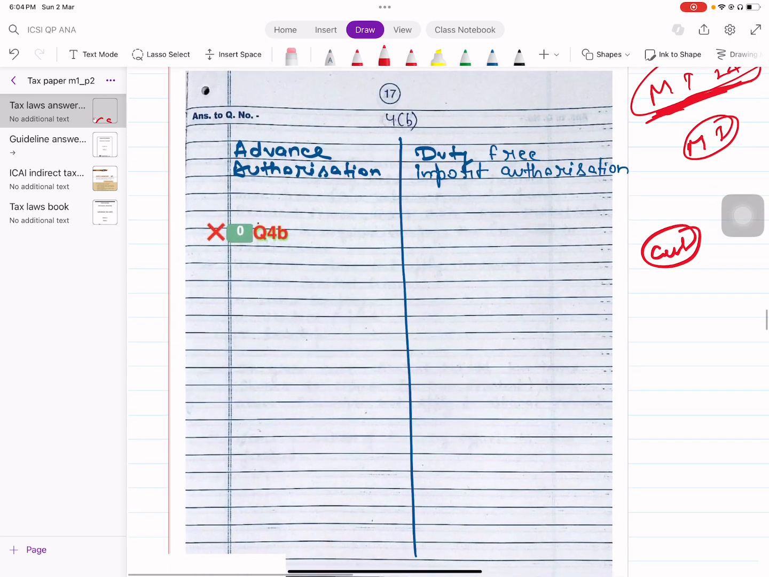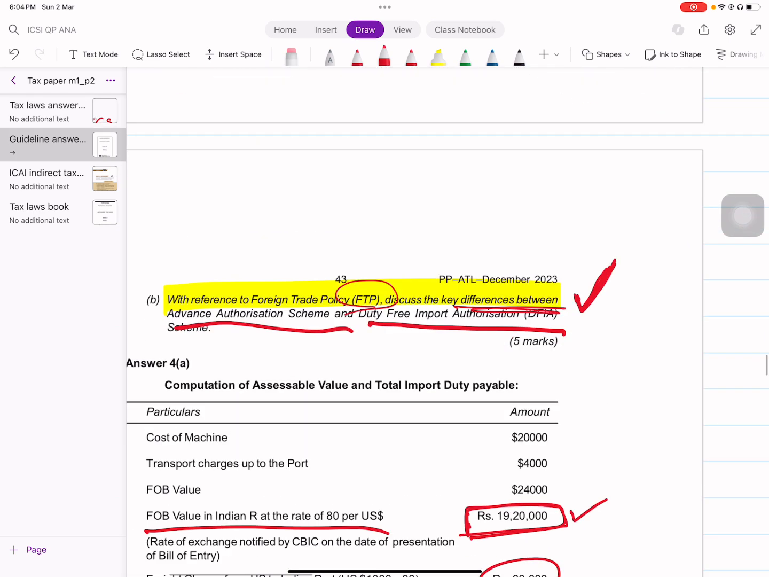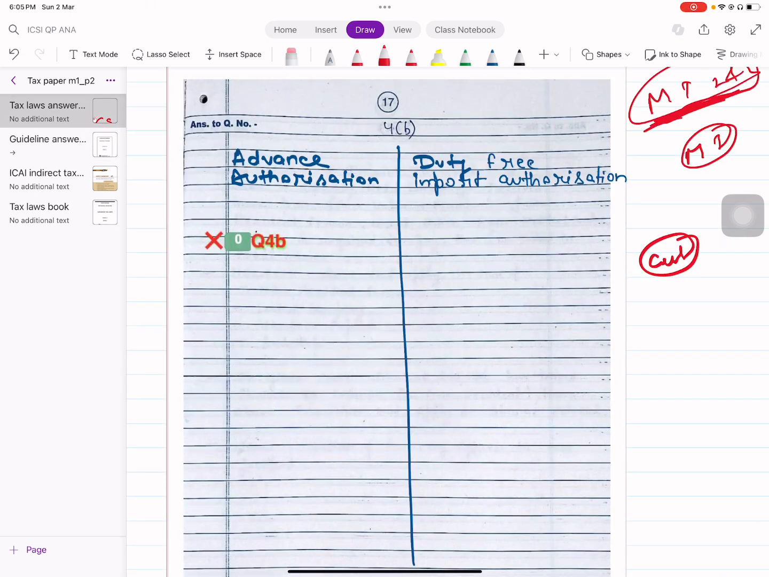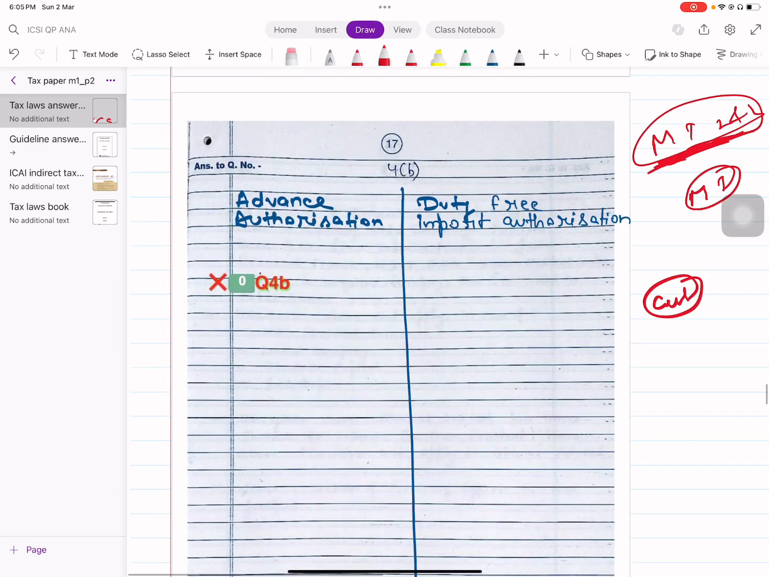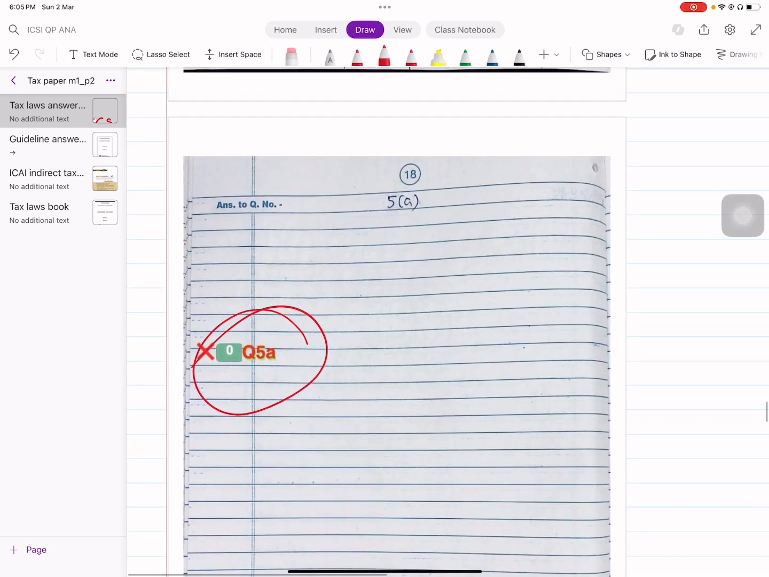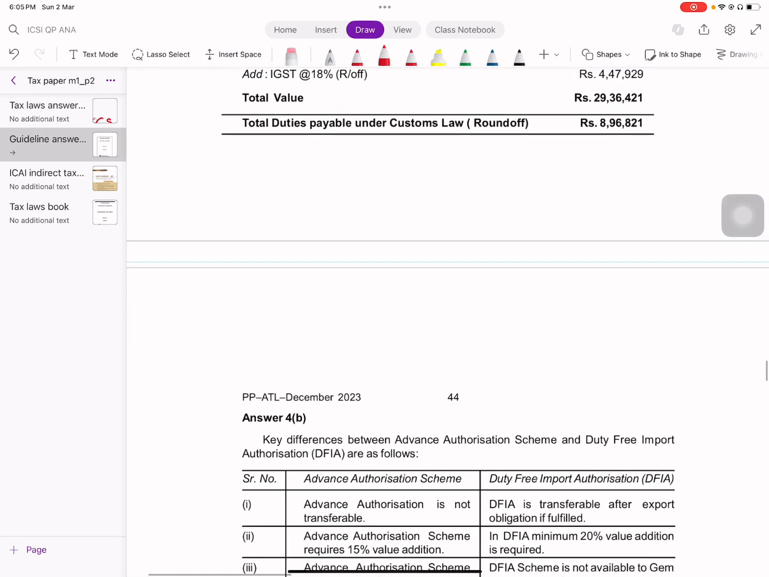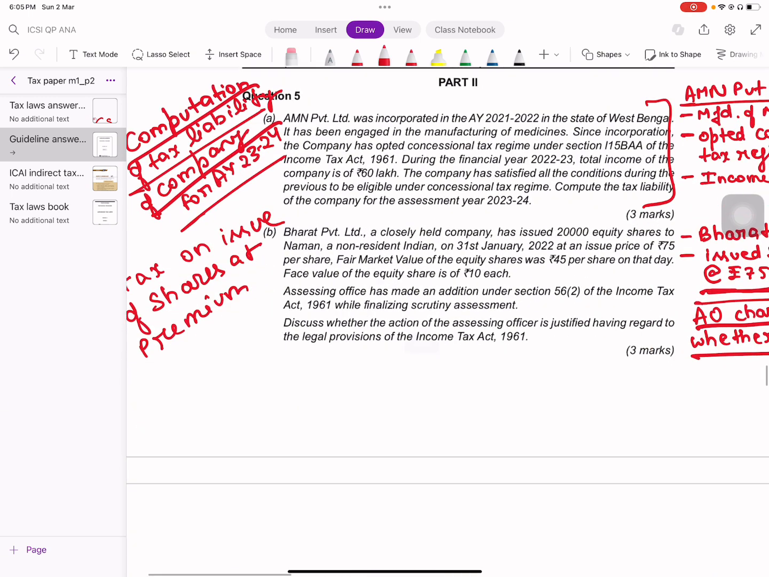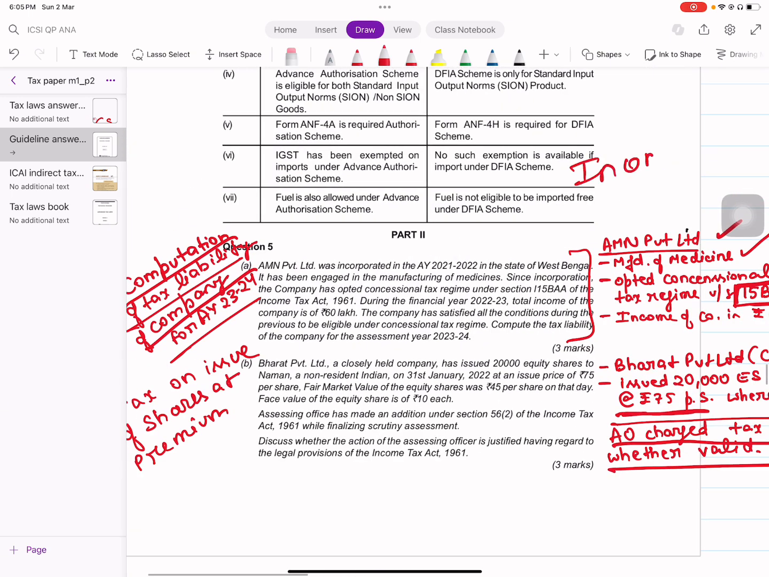Now let's move on to the next question. Question number 4B asked the differences between the advance authorization scheme and the duty-free import authorization. However, I have not prepared for it, and that is why I couldn't answer it. Now question number 5A. From question number 5, we will be starting income tax law. From question number 5 and 6, income tax.